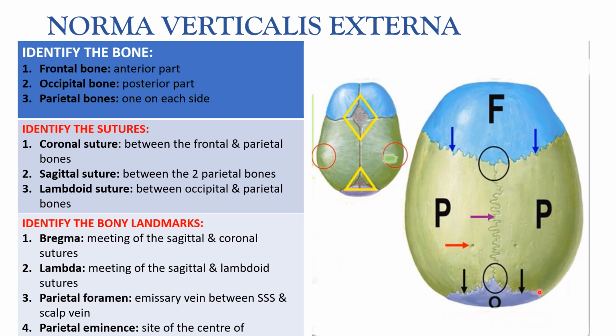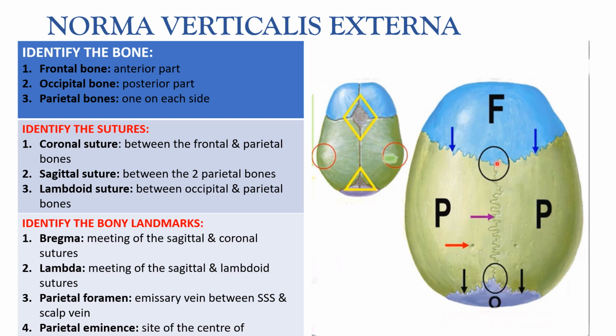Now, for the landmarks, we have bregma. Bregma is the meeting of the sagittal and the coronal suture. We said that the coronal suture is between the frontal and the parietal. So this is the coronal suture. But bregma is the meeting of the coronal suture and the sagittal. So this is the sagittal, this is the coronal. They meet at this point, so it's called the bregma.